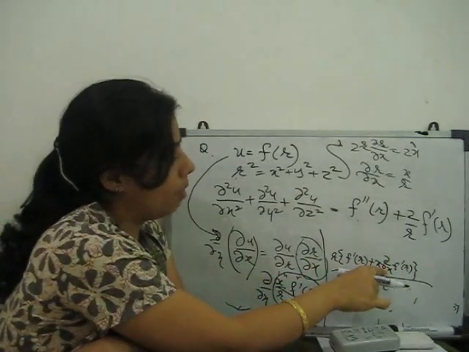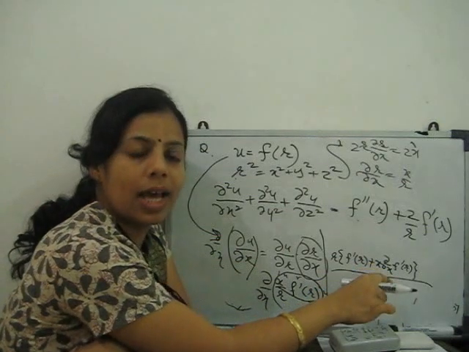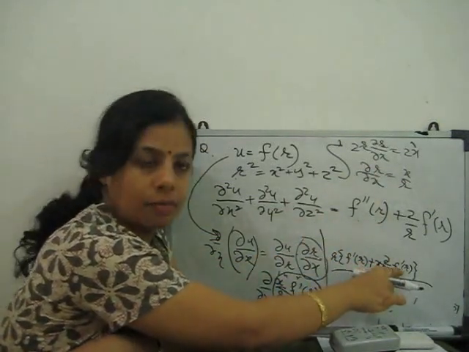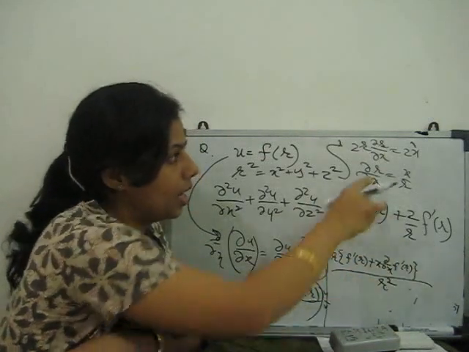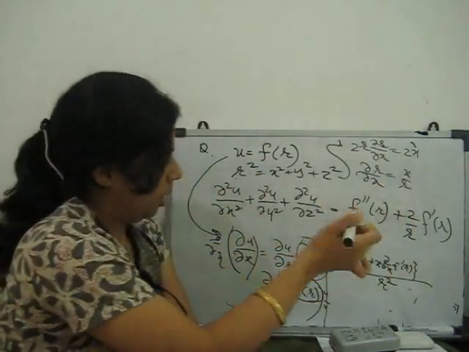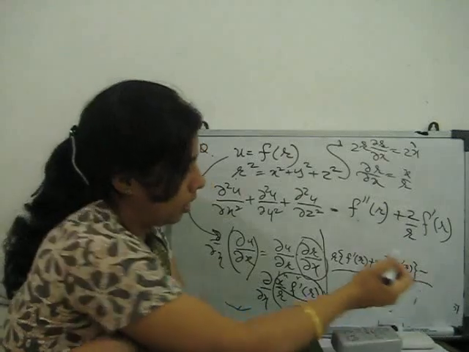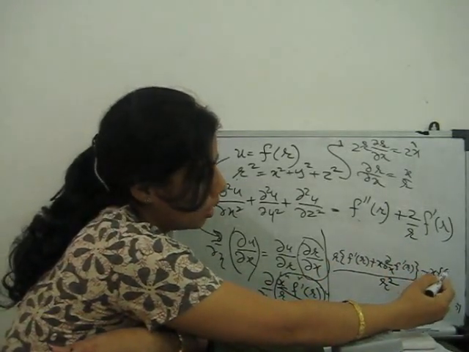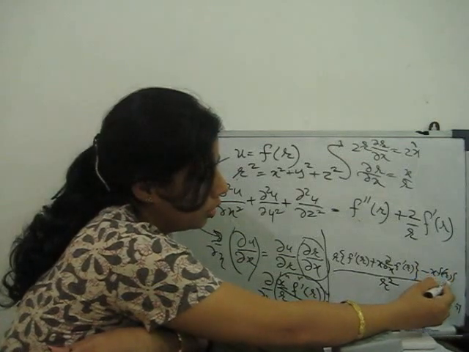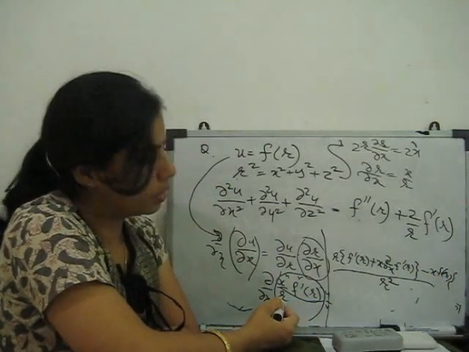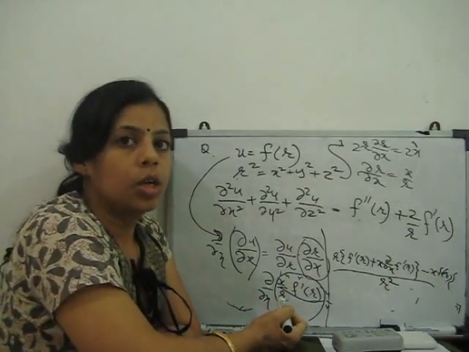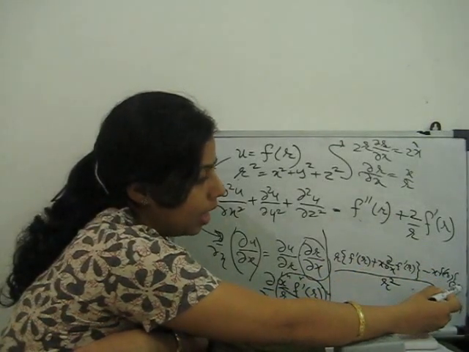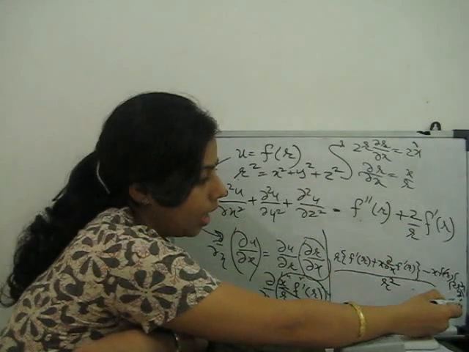Clear? So how do we find del by del x? It is del by del r times del r by del x. So del by del r of this is f double dash, and del r by del x is x by r. Clear? Next, minus this x f dash r as it is, into the derivative of this with respect to x, so this is 2r del r by del x. Clear?